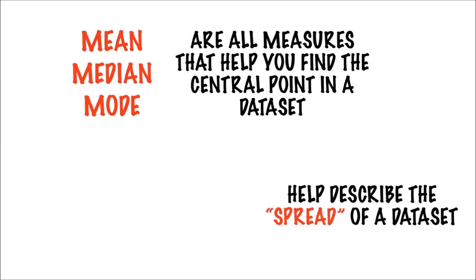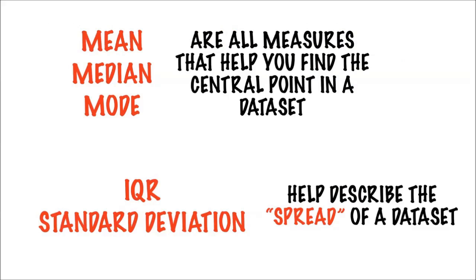The mean, the mode, and the median are all measures of the central point in a dataset. In other words, if you had to pick just one value to represent an entire dataset, you'd pick one of these. In that sense, the mean, the median, and the mode are all vertical measures. They help you measure a representative vertical value.